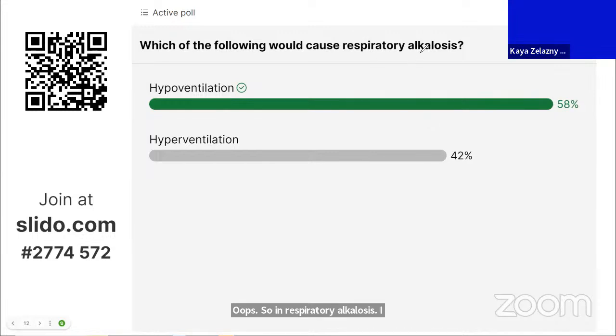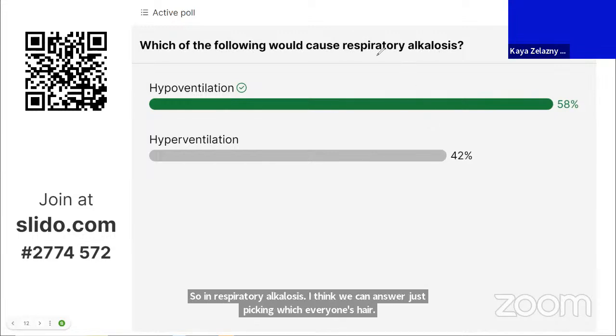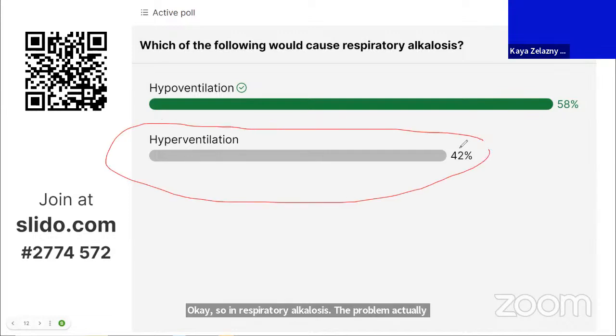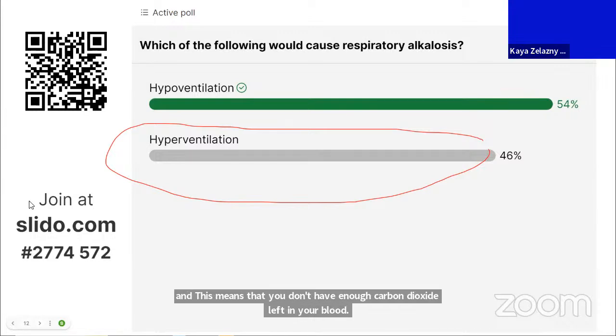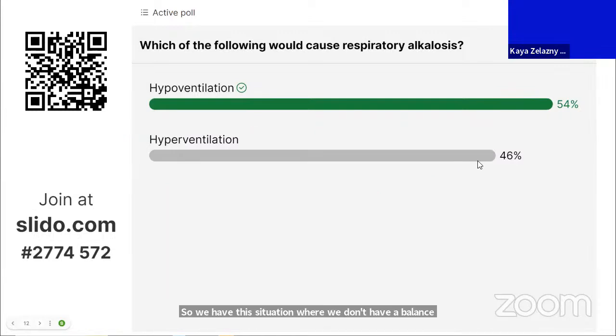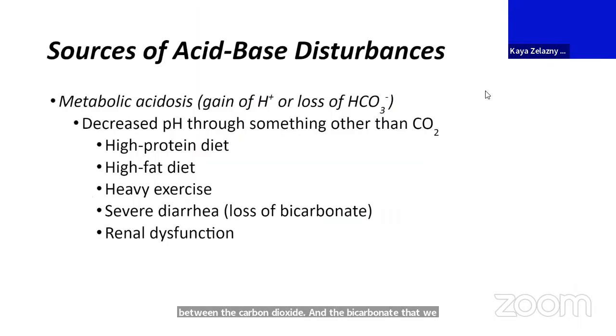Okay. So in respiratory alkalosis, the problem actually is hyperventilation. It's that you are breathing out too much carbon dioxide. And this means that you don't have enough carbon dioxide left in your blood. So we have this situation where we don't have a balance between the carbon dioxide and the bicarbonate that we have in our bodies. Okay.